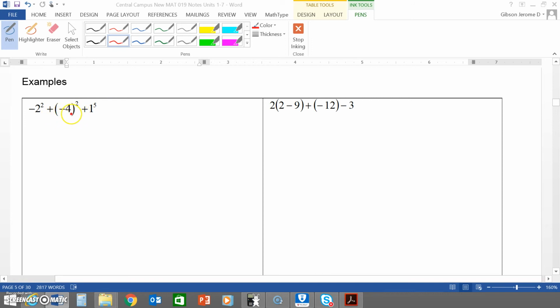We have these parentheses here, but there's nothing we could do inside of this parenthesis. So this is basically just a separator. So next we will look for exponents. So we'll go to the first exponent here.